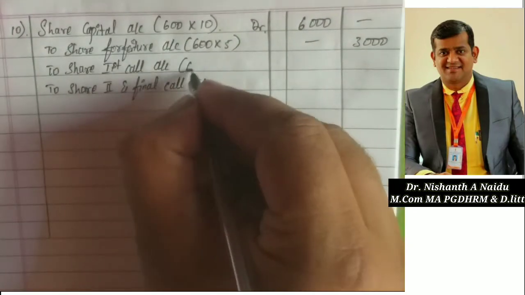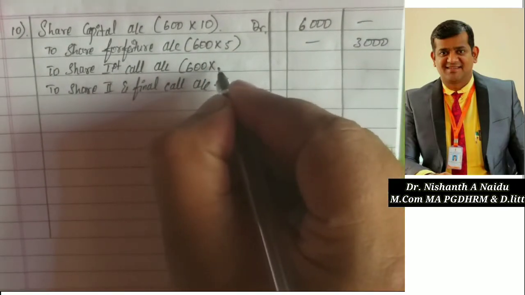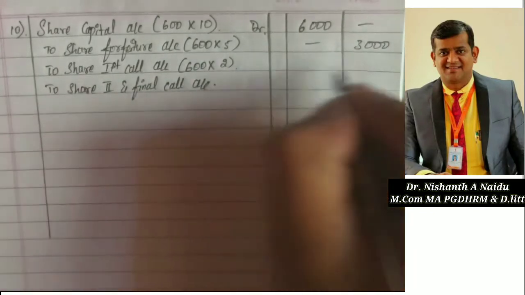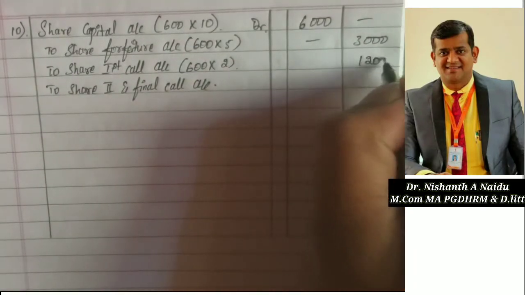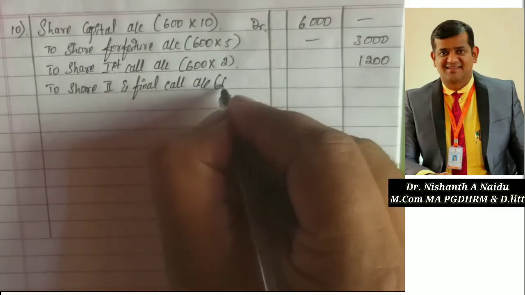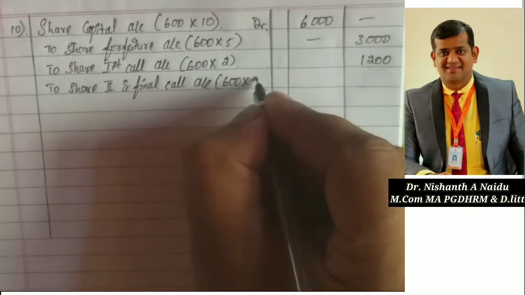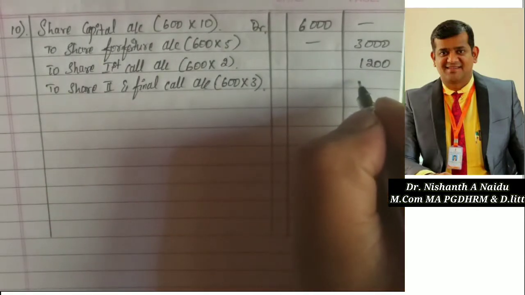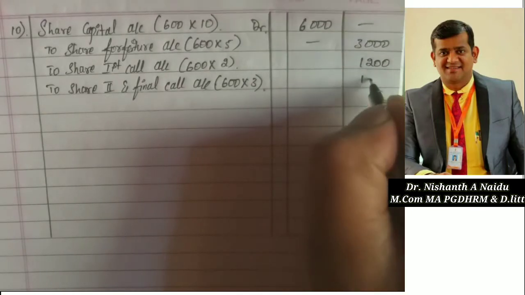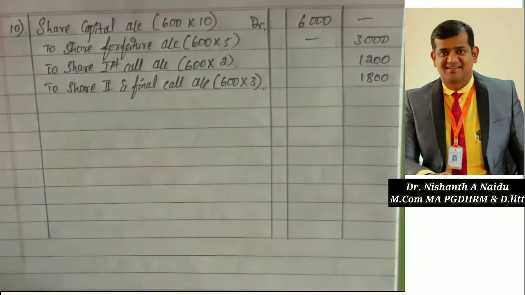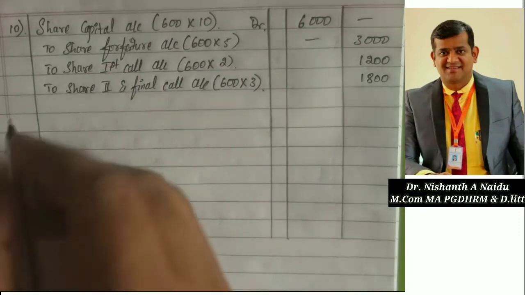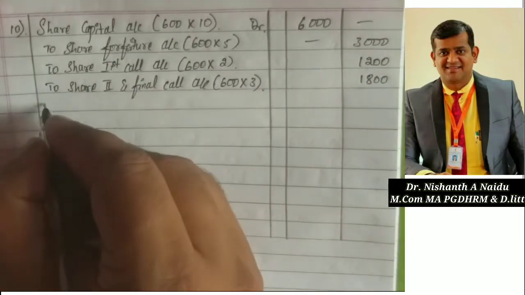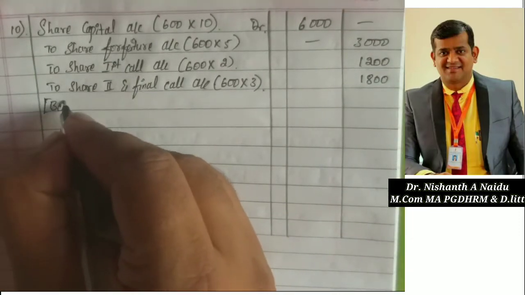So how much did he not pay? 600 into first call money, how much? 2. 600 into 2, 1,200 he did not pay. Then second call also he did not pay, 600 into 3. So that is how much? 1,800. Okay.